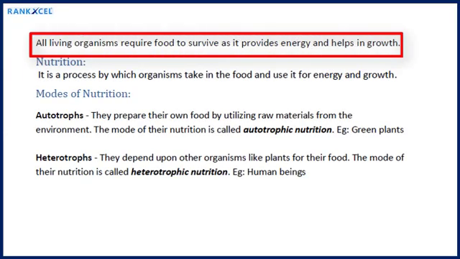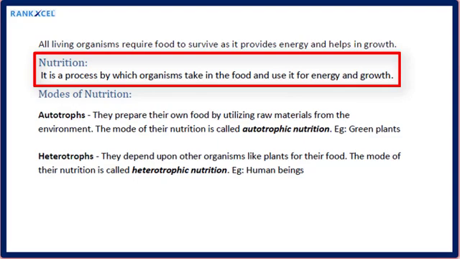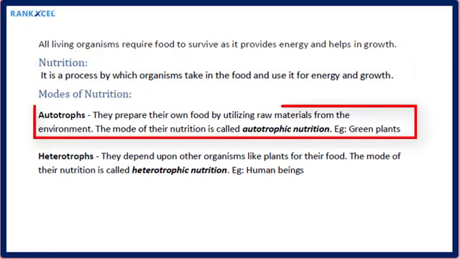All living organisms require food to survive as it provides energy and helps in growth. Nutrition. It is a process by which organisms take in the food and use it for energy and growth. Modes of nutrition. Autotrophs. They prepare their own food by utilizing raw materials from the environment. The mode of their nutrition is called autotrophic nutrition.